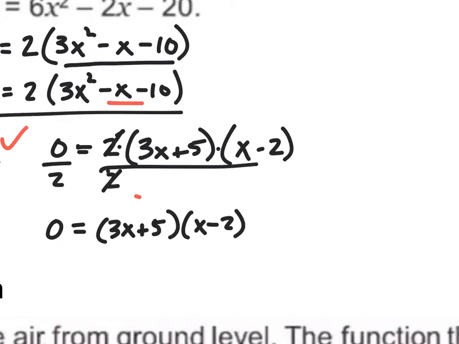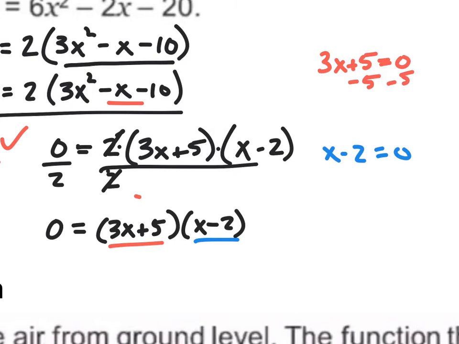So now I've got 3x plus 5, set that equal to 0. So I'm going to write that up here: 3x plus 5 equals 0. And then I'm going to set x minus 2 equal to 0. Now, when I do this, I'm going to subtract 5. So I get 3x is equal to -5. Divide by 3, and then I get that x here is equal to -5/3.